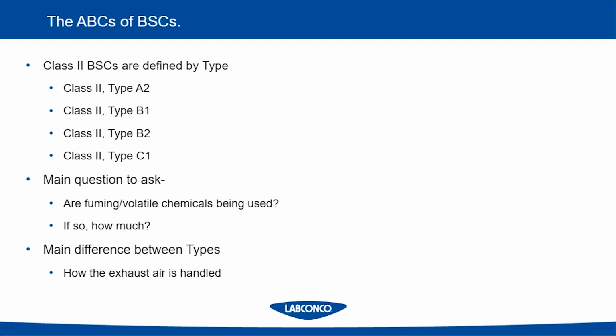So the main difference in all of these different types of biosafety cabinets that we're going to talk about is how they exhaust those chemicals. How the airflow is handled between an A2, a B1, a B2, and a C1 is all very different in how they handle the exhaust air. So when looking at these cabinets, it's not necessarily about the biohazard risk you're working with. It's more about the chemical risk and how much chemical you're using.